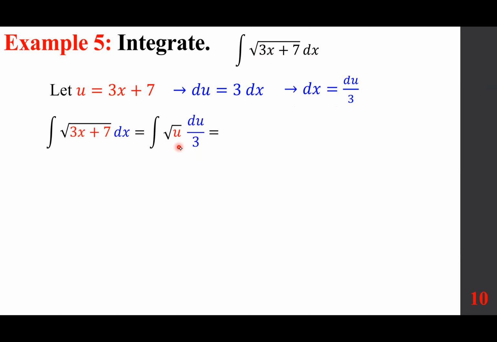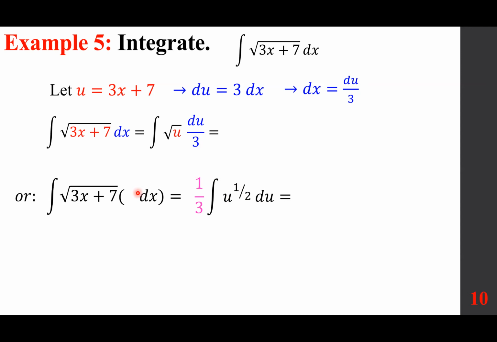Square root of u, or u to the power of 1/2 du, and then divided by 3. Let's pull the 1/3 out. It's the same thing. I hope you see these two are the same expressions, but we put them in this format for the sake of the next step, which is integration using the power rule.